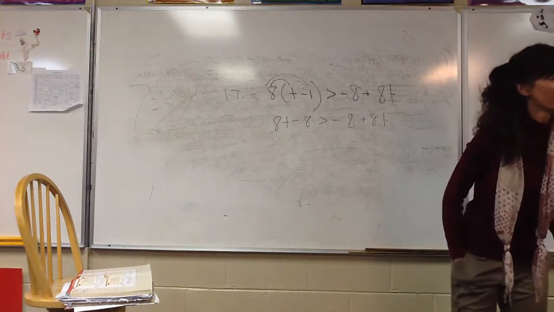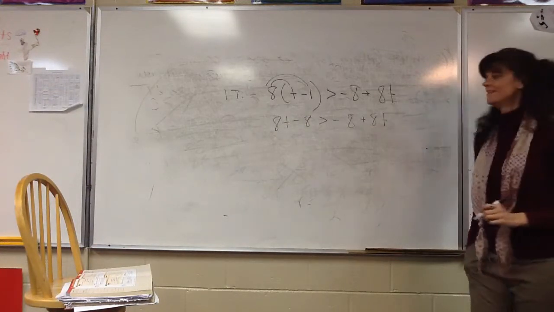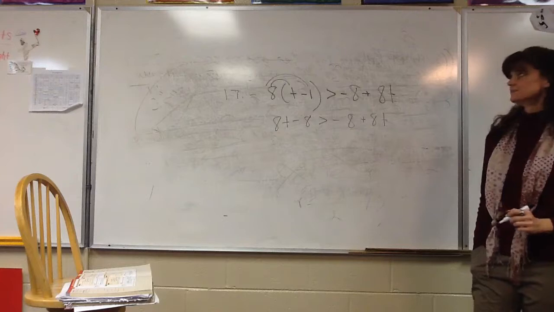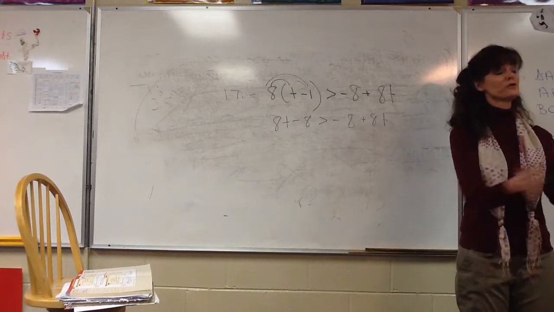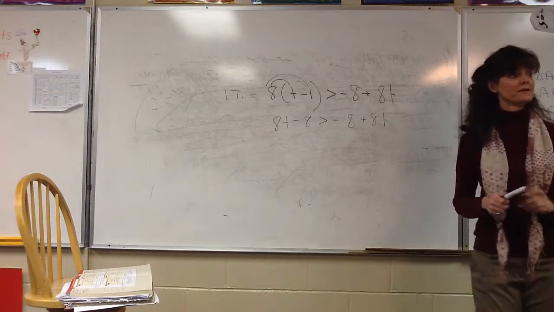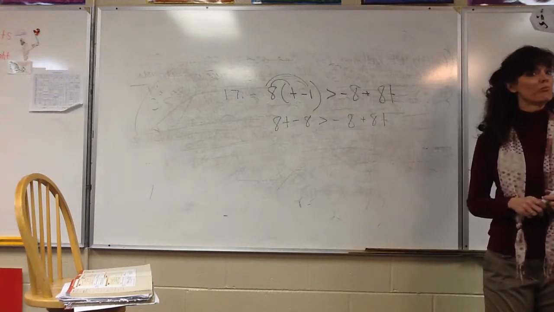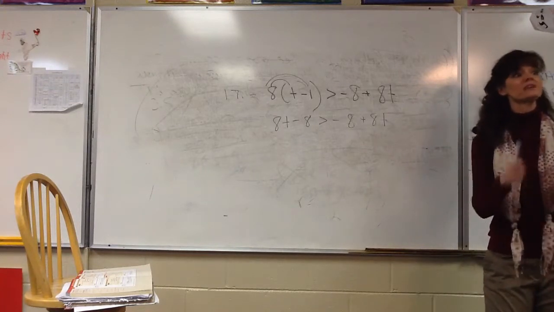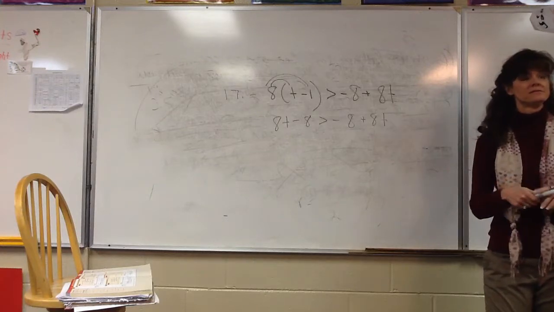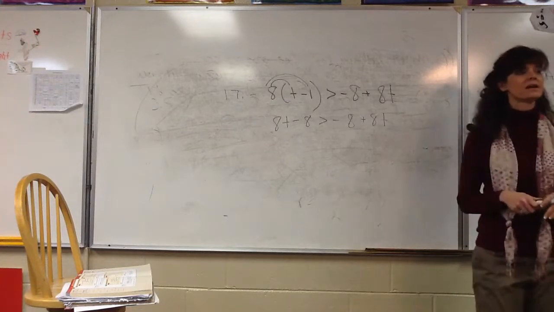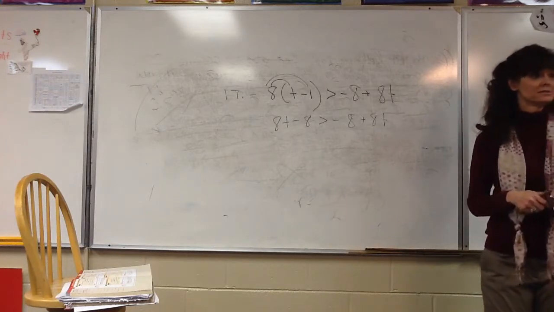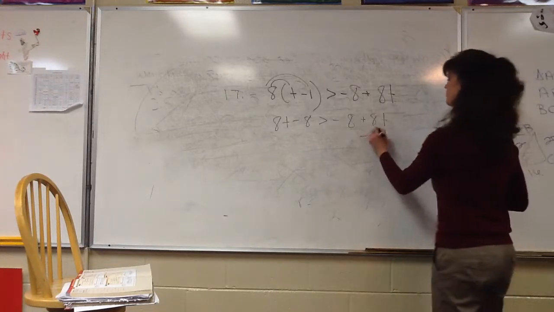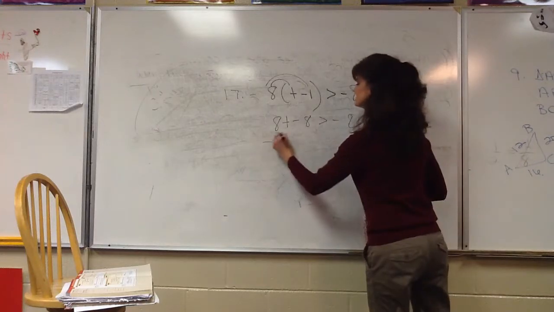Now, what do I do now? Go ahead, Daniel. Deal with the t values first. So what am I gonna do first? We gotta get all the t's to one side. We're not gonna add. Help him out, John. Subtract. Yeah, we're gonna subtract 8t from both sides.